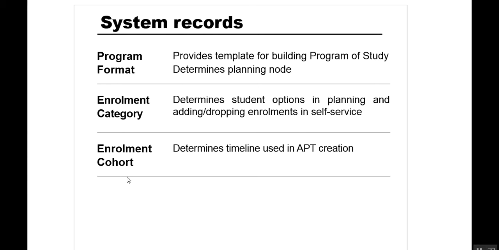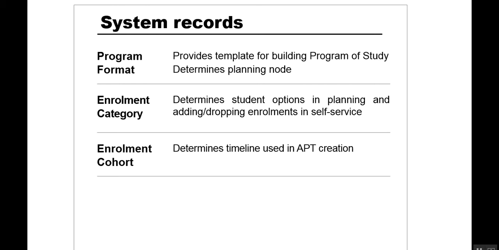And then finally, the enrolment cohort. This provides a timeline for the students' program of study. So when they start, it will pick up that they're doing this three-stage, three-session program of study. So they're starting in 2016. We're going to assign them, attach stage 1 to 2016, stage 2 to 2017, etc.